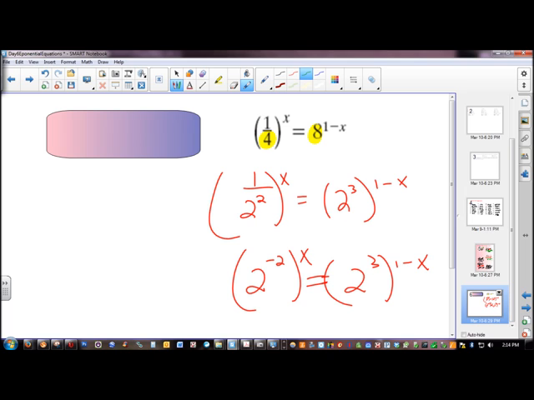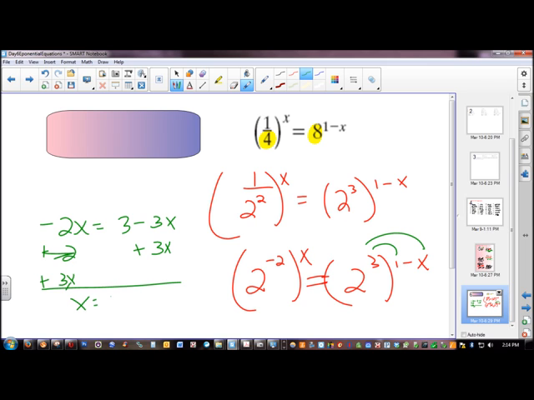My equation is going to be negative 2x is equal to, again distributing here, 3 minus 3x. We'll solve that, add 2x, let me add 3x to both sides. And that will leave me with x is equal to 3. And again, we can store that and check it for our answer.